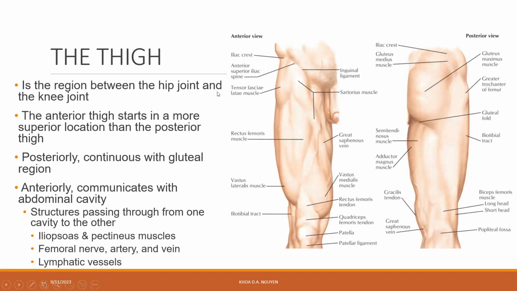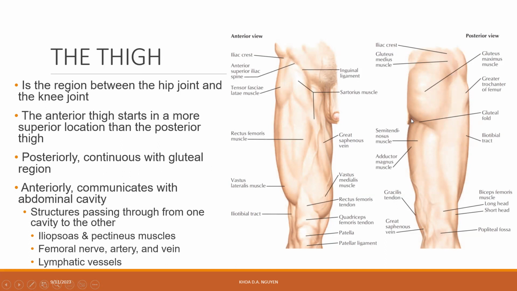Okay, so the thigh, right? So the thigh anteriorly is the region between the hip joint and the knee joint. So you can think of it anteriorly as this region right here, in between the hip, which is right here, and the knee joint, which is right here. On the back, on the posterior side, however, the thigh will begin around here.